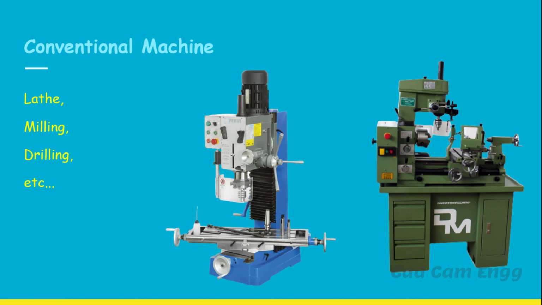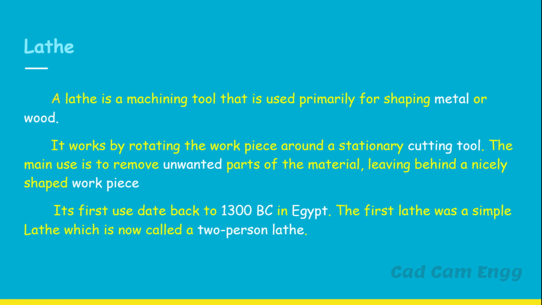In conventional machines, three are very important: the lathe, milling, and drilling. In this class we talk about lathe machines. In upcoming classes we will discuss milling and drilling machines. The lathe machine is used to remove unwanted material or wood from our workpiece. The main use of the lathe machine is to remove the unwanted material from our required workpiece.